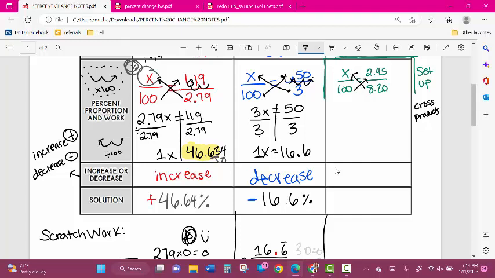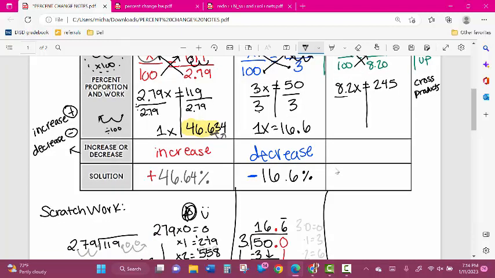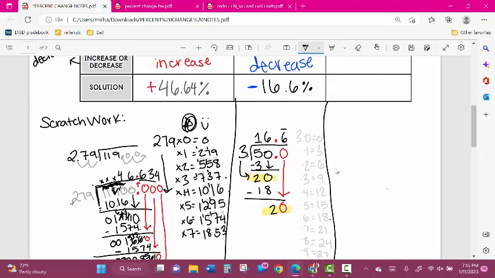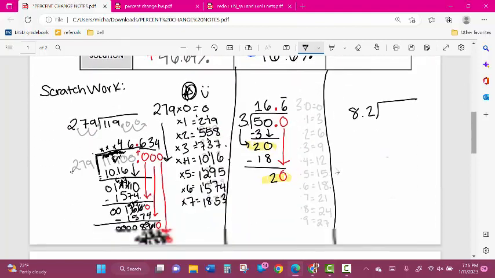Okay. When you cross multiplied, 8.2 times x was 8.2x. When you cross multiplied with 100, you move the decimal 2 times over, so you got 245. Okay, now you know that we have to divide by 8.2 to make 1x. We're dividing by 8.2. We've got 8.2 into 245.